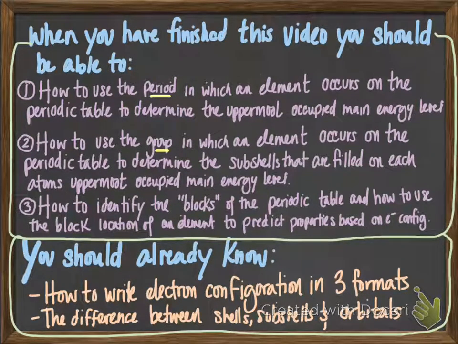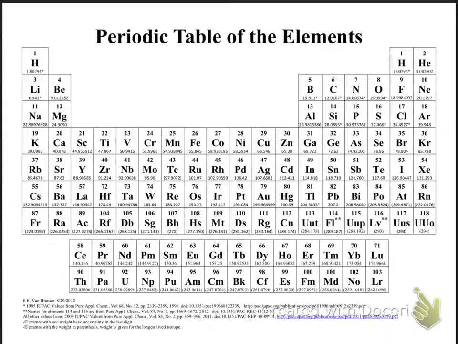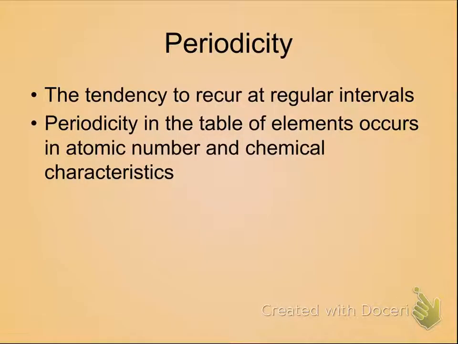That's a lot. What you already need to know: how to write electron configuration in all three formats, and the difference between shells, subshells, and orbitals. Oh, and it'd be really handy to have one of these. So go get one of these if you don't already have one in front of you. Good. First of all, let's start off by defining periodicity.